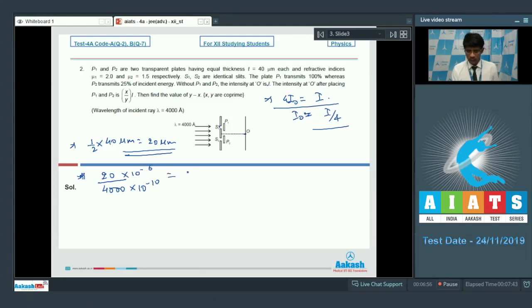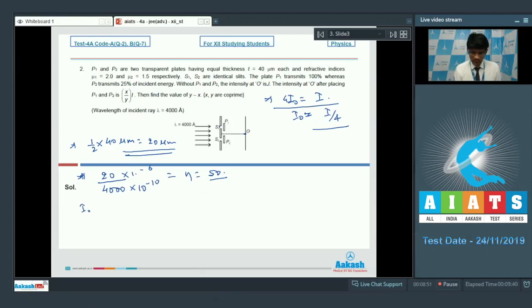So here I'm getting this value to be how much? It is coming out to be 50. So the path difference is actually 50 times the wavelength. That means definitely the waves interfering here will be interfering in a constructive manner.